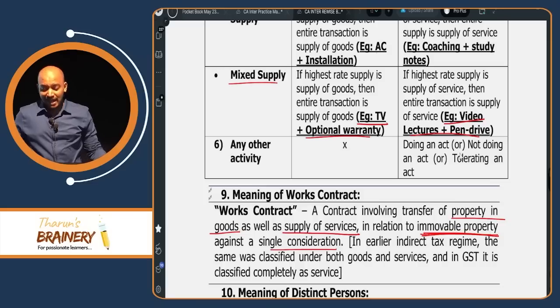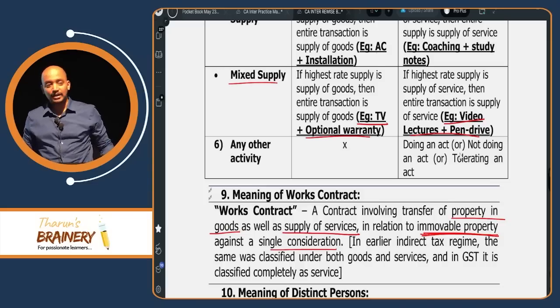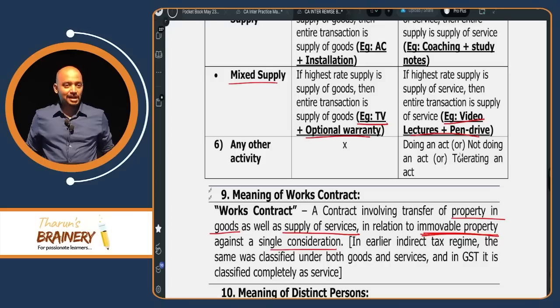Okay. Then can you give me an example of consideration for not doing an act?